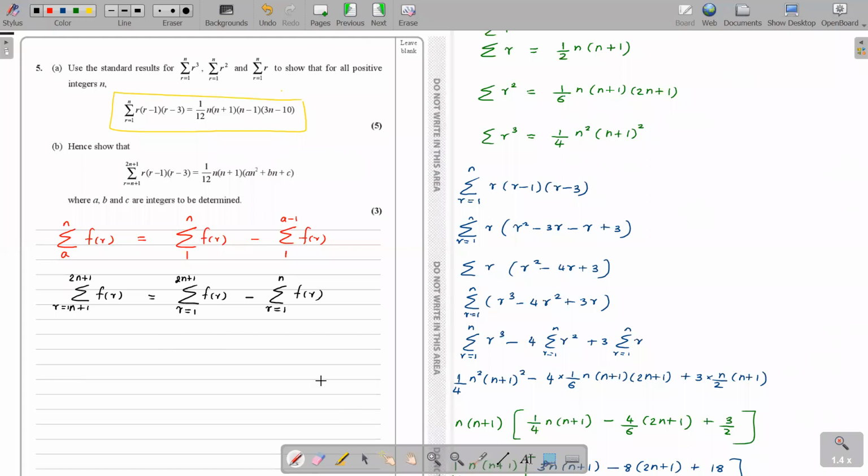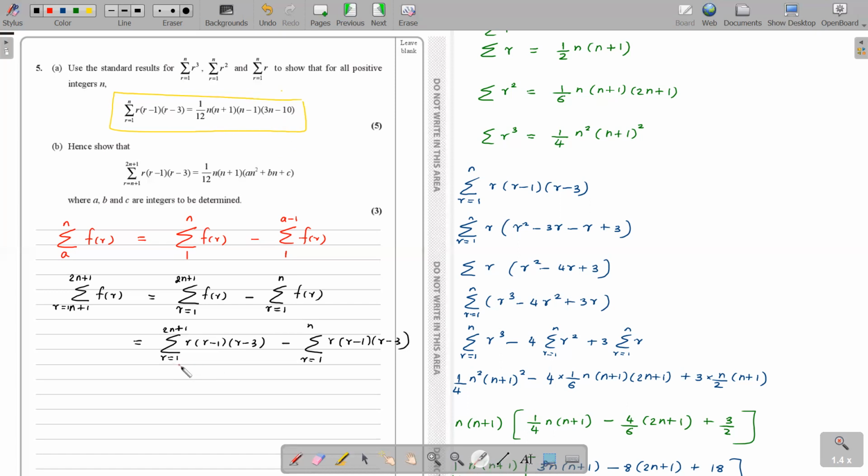Okay, so your f(r) here basically means (r minus 1)(r minus 3). That's what it means. Minus the summation from r equals 1 to n of (r minus 1)(r minus 3). Now look, I already have a summation formula that we proved. If you have from 1 to n, then just replace the n value. If it's 1 to 10, replace the n with 10.